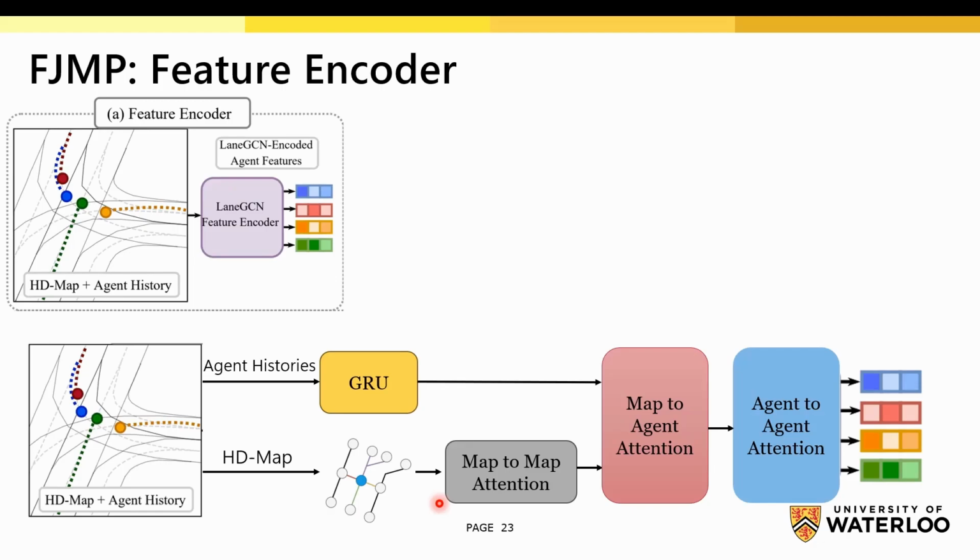And then we can perform a sequence of attention blocks to fuse all this information. So we first perform map-to-map attention over the lane graph, then map to agent attention. This is going to fuse the information about the lane structure into the agent embeddings encoded by the GRU. And then finally, agent-to-agent attention is going to learn some interaction patterns in the agent histories. And then finally, what we're going to get is a set of lane GCN encoded features for each agent, shown here. And these are color coordinated and correspond to the agents here. So that's the feature encoder.